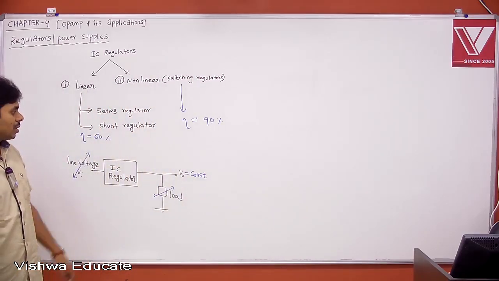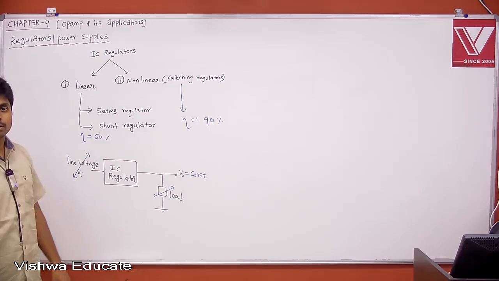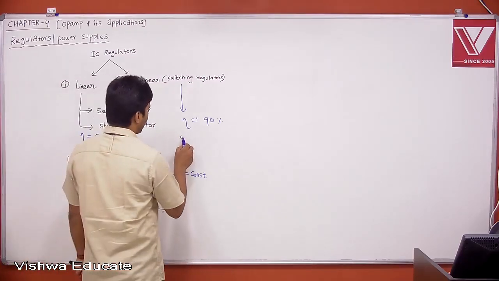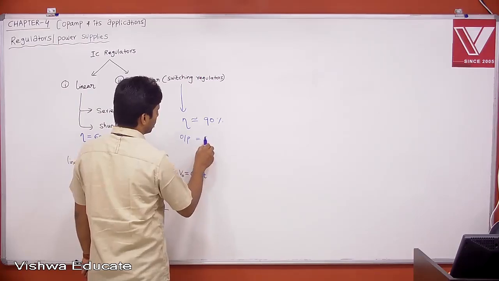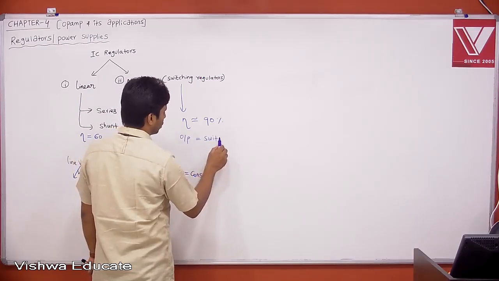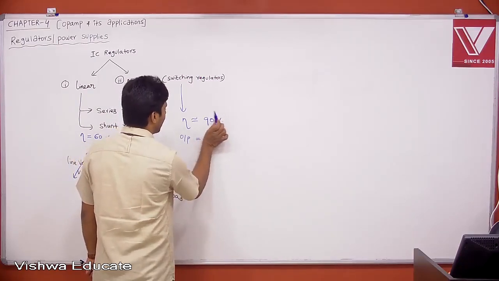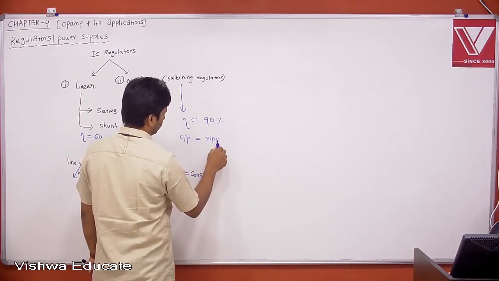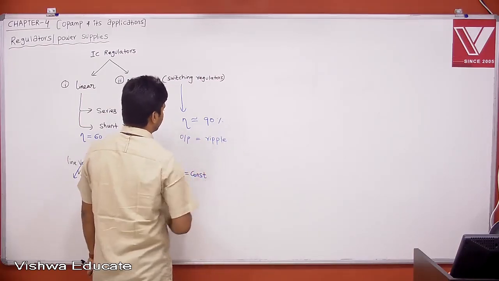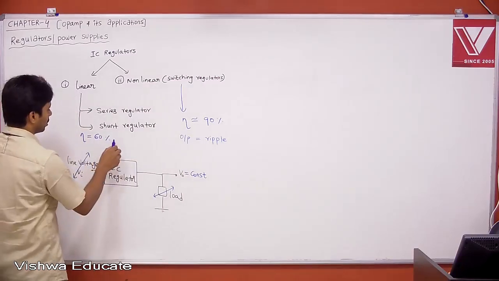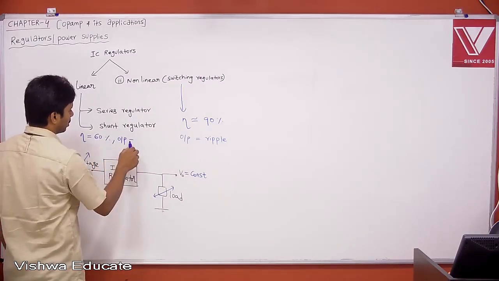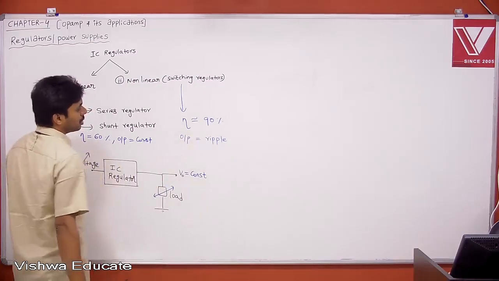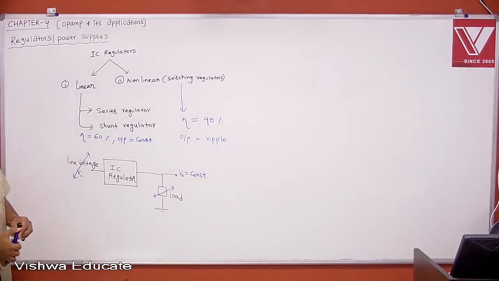But your output will have some ripple, or your output will have switching output. Switching in the sense of ripple. But here the output is constant. Your output is absolutely constant DC voltage. In the other case you will get switching output, therefore your output will have some ripple.